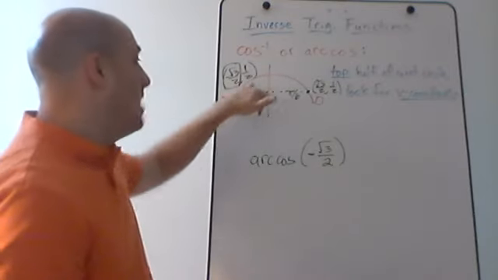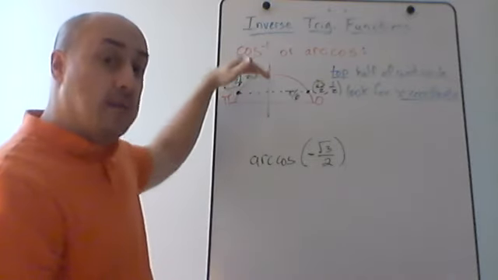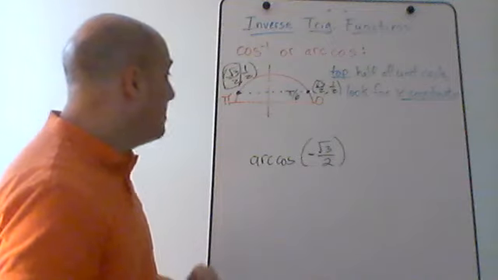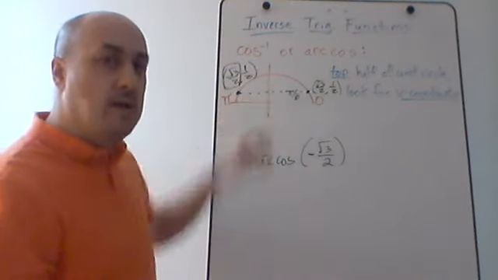Remember, when you're in the second quadrant, any point in the second quadrant is going to have a negative x-coordinate but a positive y-coordinate, just because of its location on the coordinate plane. So now the thing is, what's my pi number for this point over here?